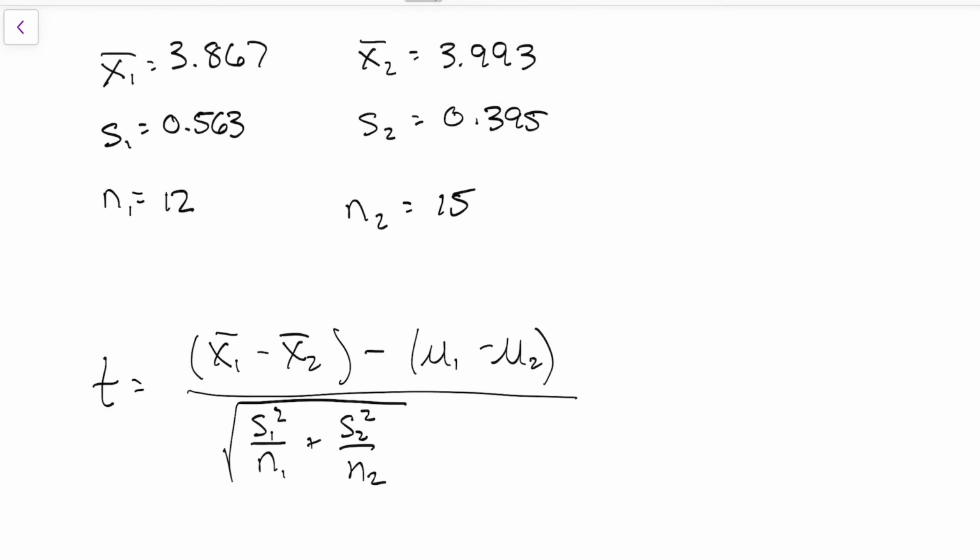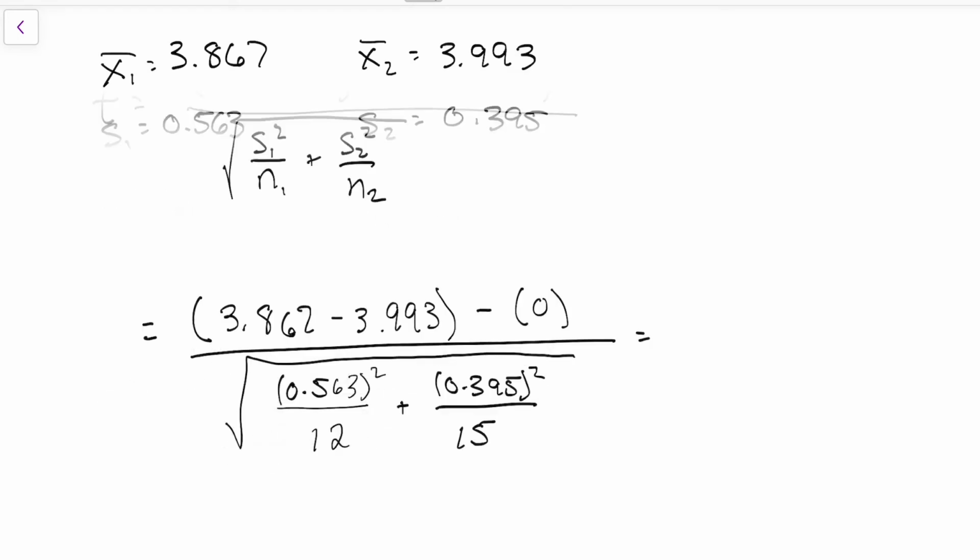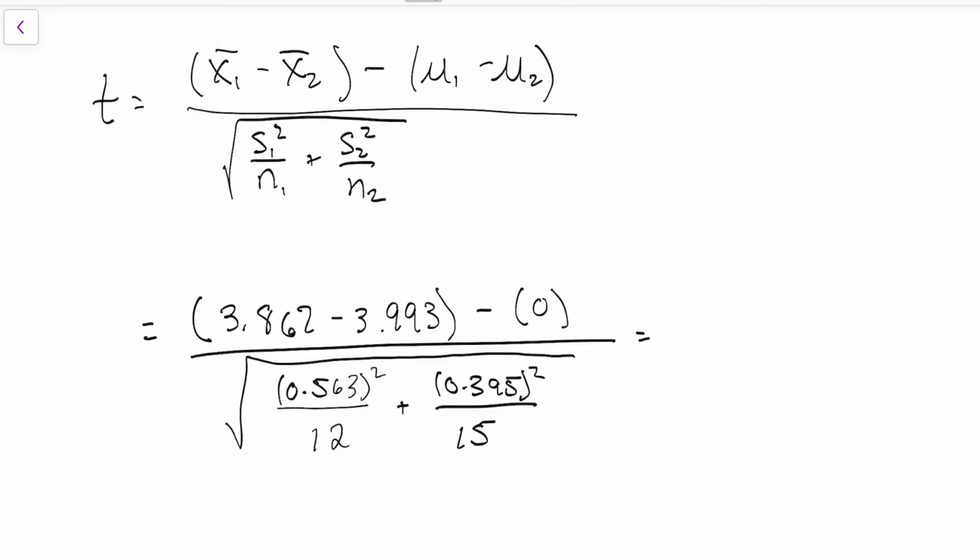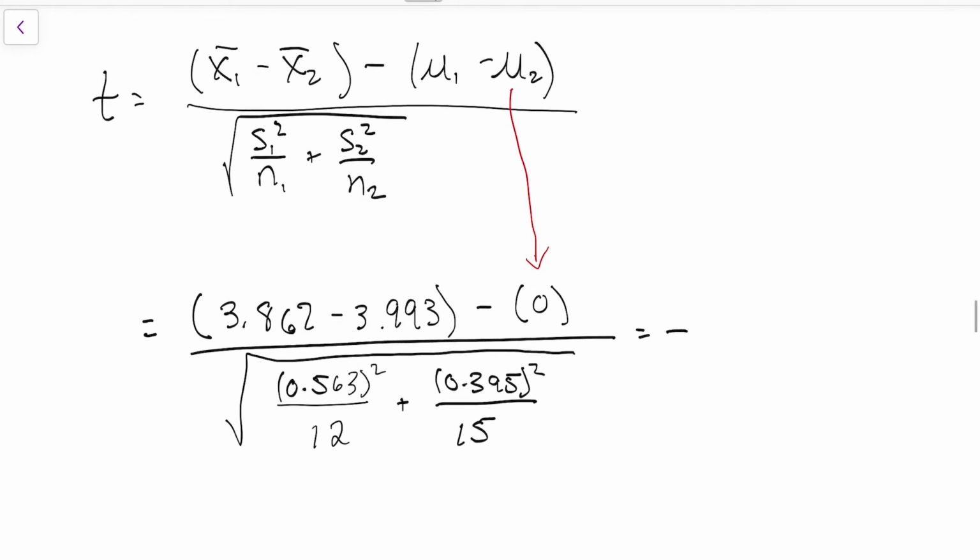To compute our test statistic, we want to have these 6 pieces of information ready. Our 2 sample means, our 2 sample standard deviations, and the size of both samples. And we look at our formula for the t-test statistic here. If we plug our corresponding values into the test statistic formula, remembering that mu1 minus mu2 is assumed to be 0 by our null hypothesis, we compute this, we'll get negative 0.660. That is our test statistic.